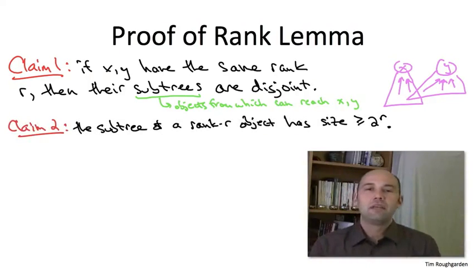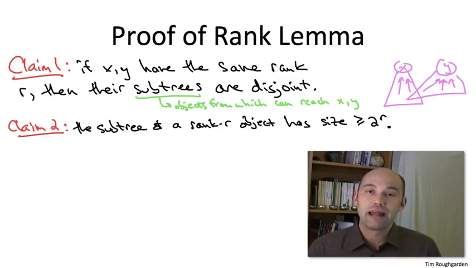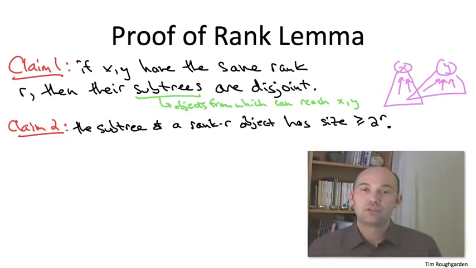The second claim is that if you look at any object that has rank r and you look at its subtree, that is, if you look at the number of objects that can reach this object x by following pointers, there have to be a lot of them. There have to be at least 2 raised to that object's rank r objects in its subtree.